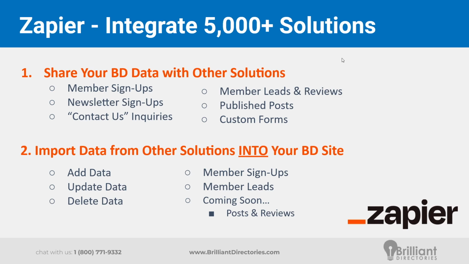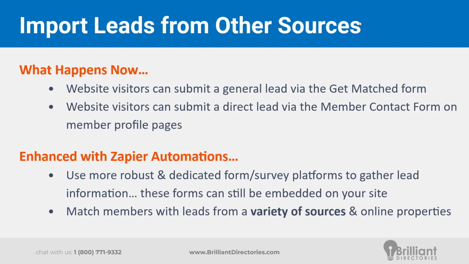So what happens with how leads are handled currently by default on your Brilliant Directories site? There's two different types of leads that can be submitted on your site. The first one is that visitors can submit a general lead form on your BD site. This is when they just fill out the basic get matched form. The second one is when they submit direct leads. This is when they fill out and submit the contact form that's on your members' profile pages or listings. So we have general leads from the get matched form and direct leads from the member contact forms.